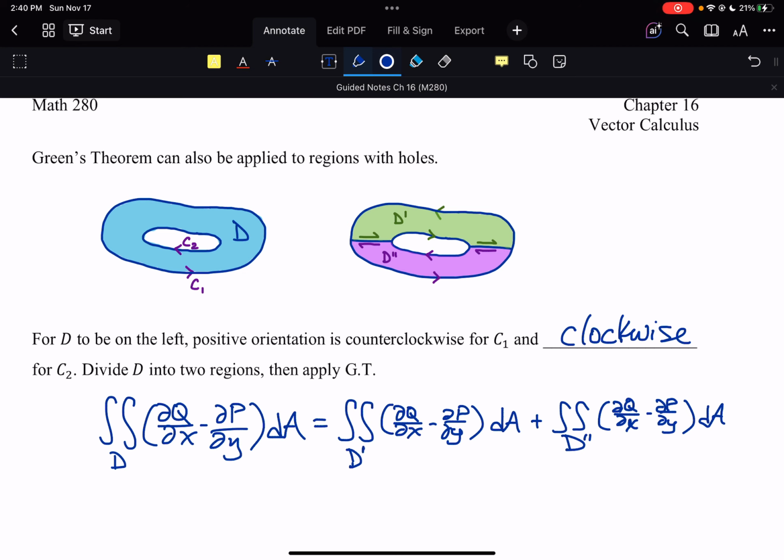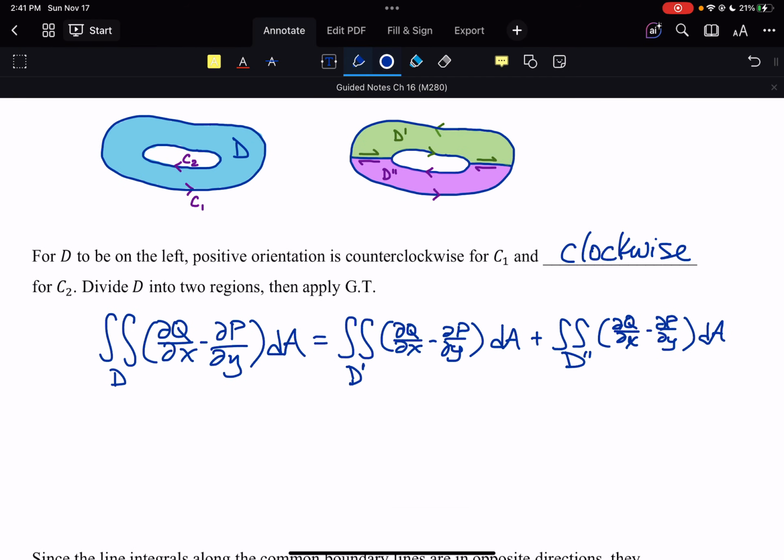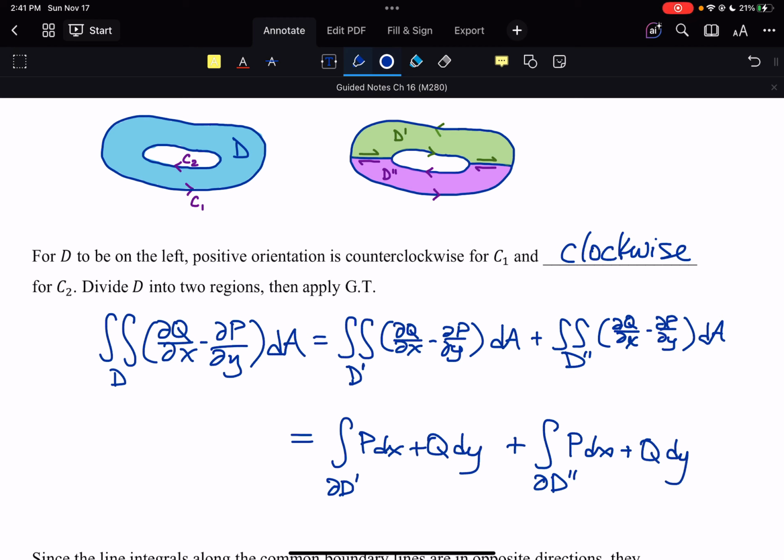Okay. And then we can apply Green's theorem to turn the double integrals into line integrals. So instead of D prime, we're actually going to evaluate the line integral over this piece of the curve that goes around D prime. You can see I have it highlighted in green here. The notation they use for this is the partial symbol, like with partial derivatives, because they want the part of the curve that goes around D prime. So this is going to be the integral over the boundary of D prime of P dx plus Q dy, and then plus the integral over the boundary of D double prime, the purple section down here, of P dx plus Q dy.